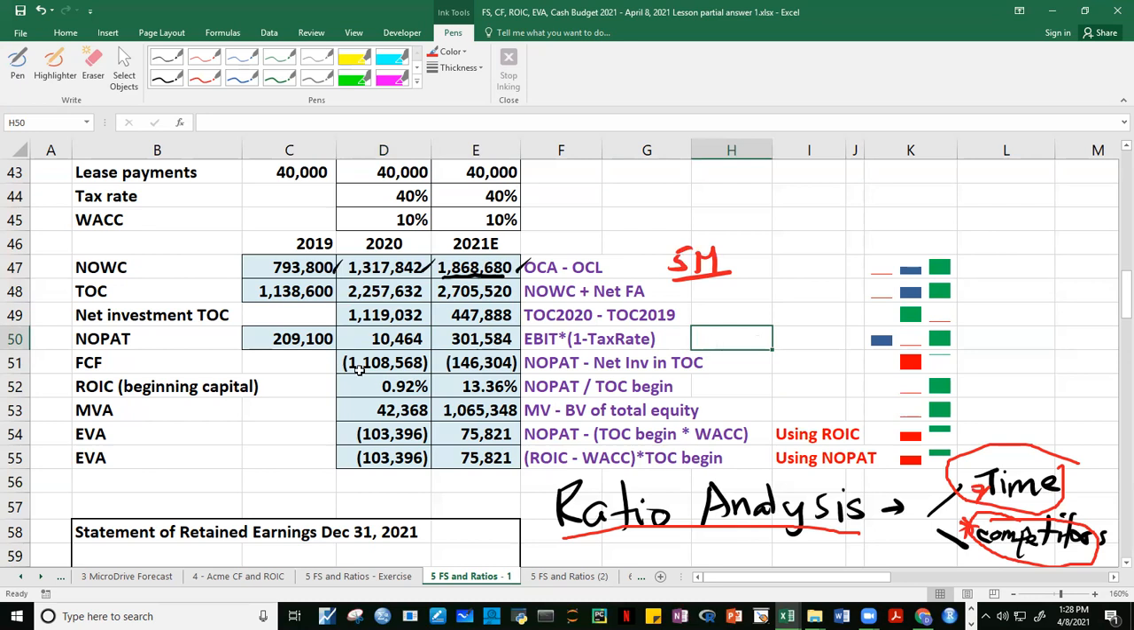Okay, next. How about free cash flow? Free cash flow is simply your net operating profit after tax minus your net investment. So wala tayo dito sa 2019 kasi wala tayong net investment sa 2019. Okay. What's free cash flow used for? Ano yung gamit ng free cash flow?